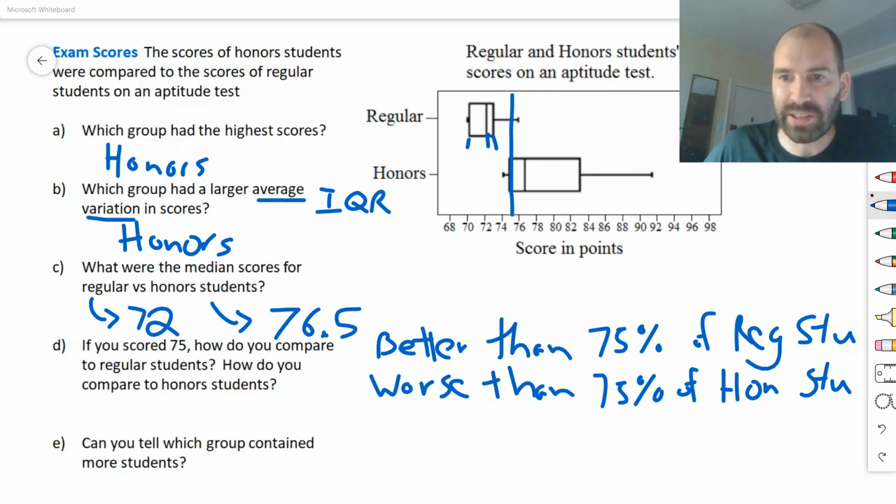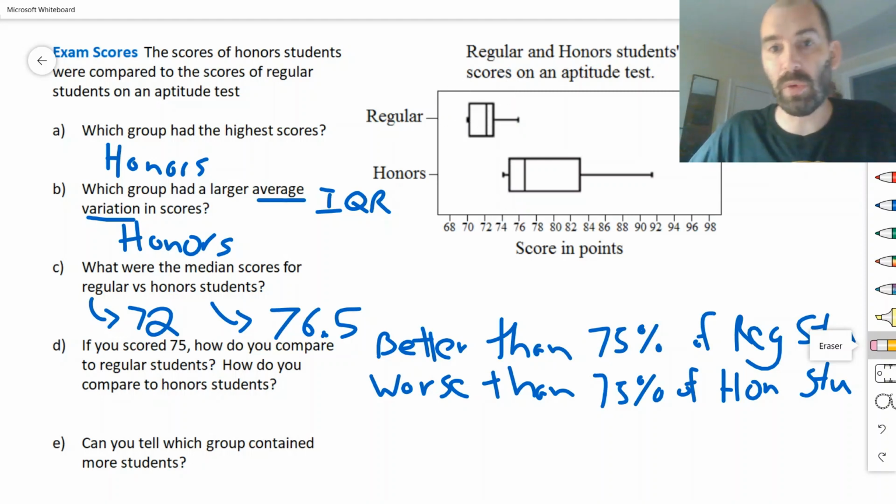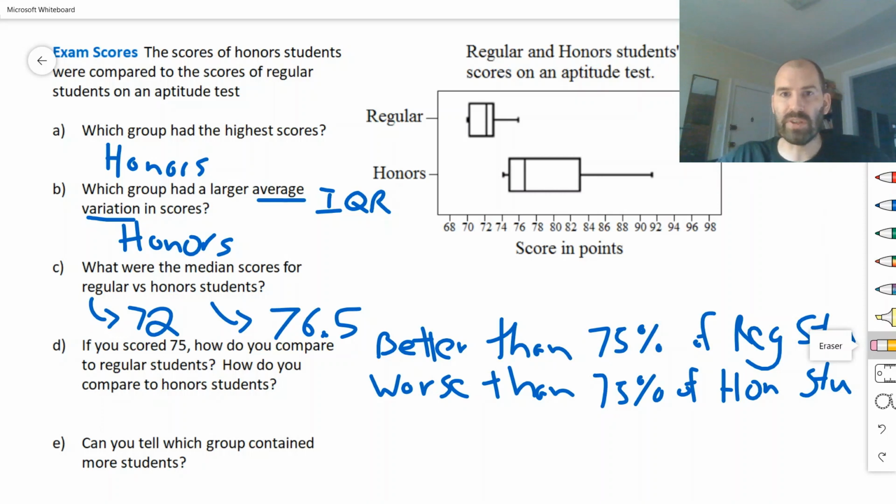And then finally, can you tell which group contained more students? And this is a question that very often trips beginning students up. They look at these and they say, well, which one has more? It must be the one that's bigger, or it must be the one that extends further to the right. But that's not right. Why isn't that right? Well, what are the box plots measuring? The box plots are not measuring the amount of students. The box plots are measuring exam scores.